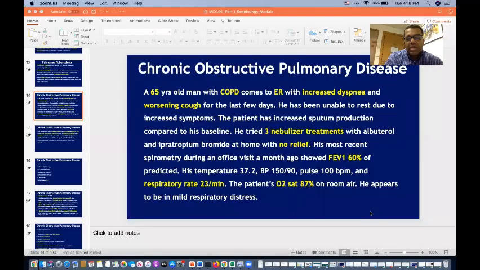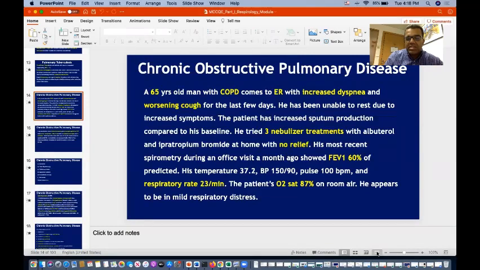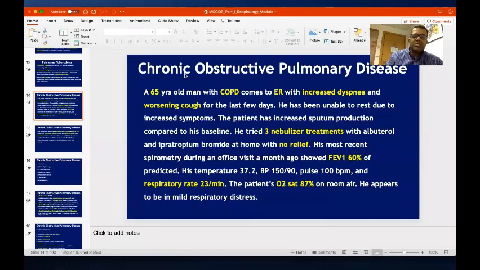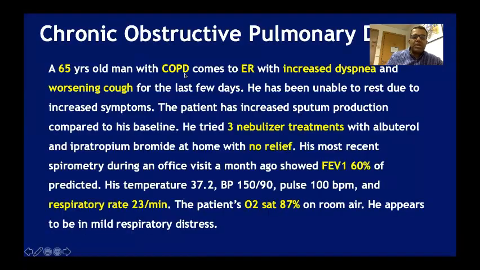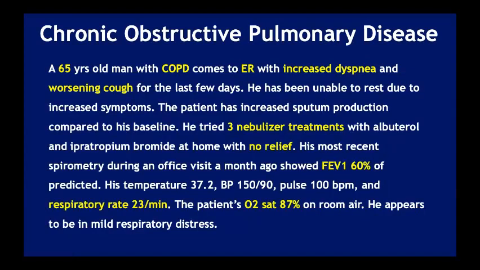Okay, so I guess you can see my screen now. This is the first case. It's a COPD case, chronic obstructive pulmonary disease. This is a 65-year-old man with COPD. They already told you in the stem of the question that he has COPD, comes to the ER with increased dyspnea and worsening cough for the last few days.